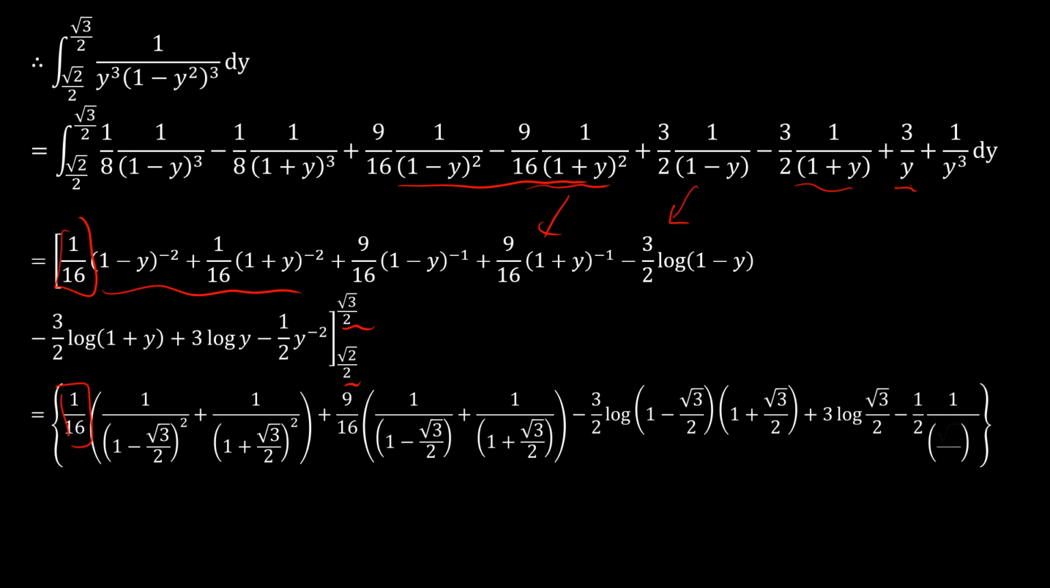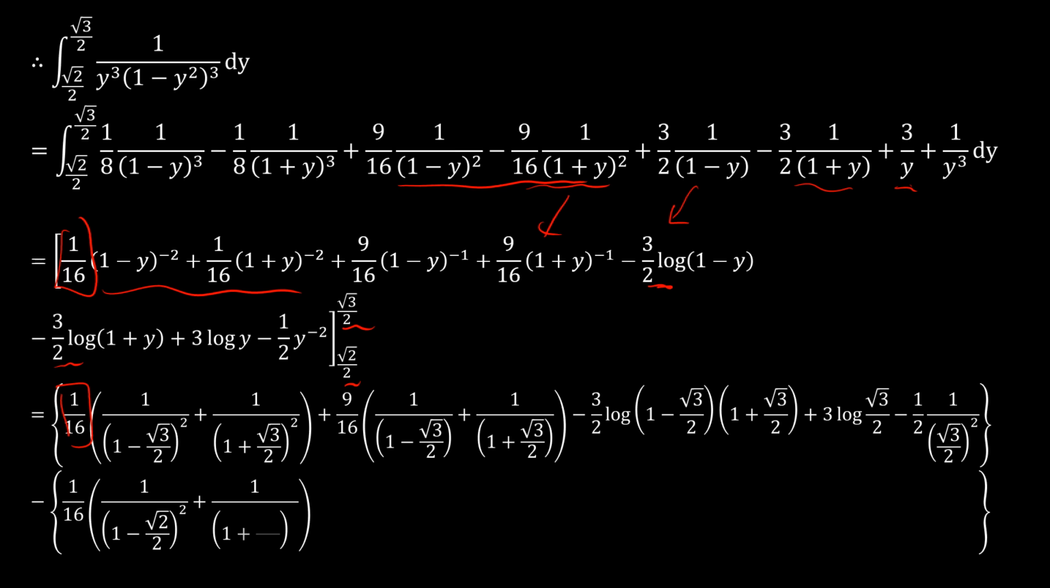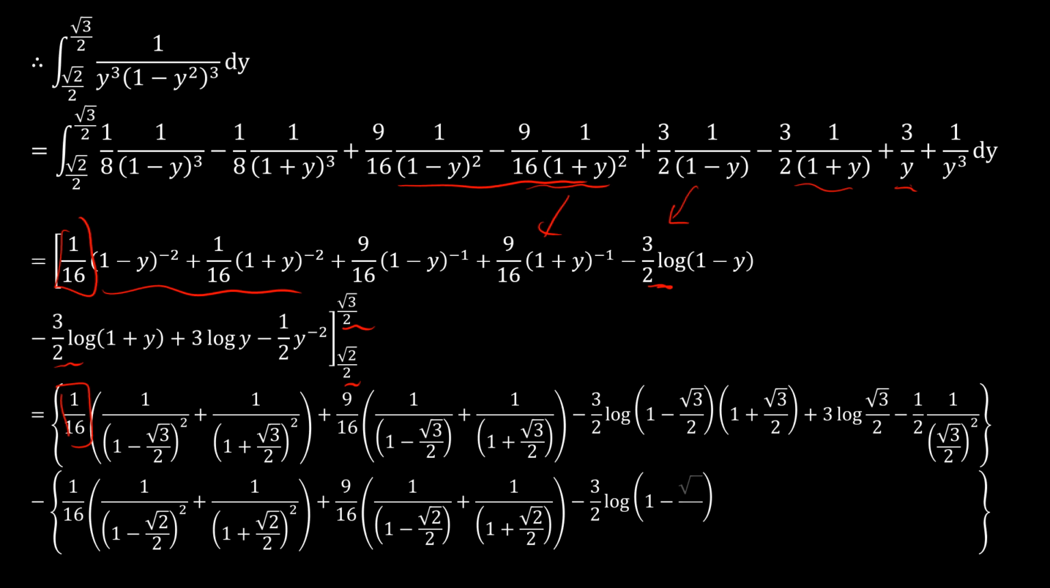And then because these guys have the same constant, we can bunch them together, pull the negative out, and then just get the product of the two. So we have 1 minus root 3 over 2 times 1 plus root 3 over 2 plus 3 log 3 over 2 minus 1 over 2 times root 3 over 2 squared. Minus the limit as y tends to this lower limit, root 3 over 2. And the same thing, we repeat the same thing, in place of root 3 over 2, we have root 2 over 2. That is straightforward, right?